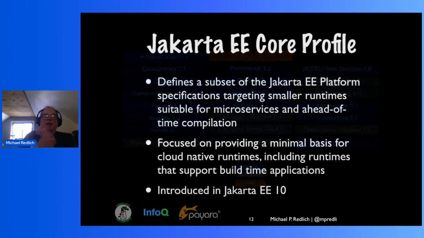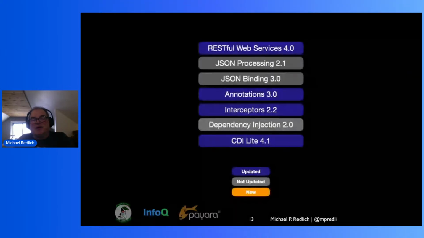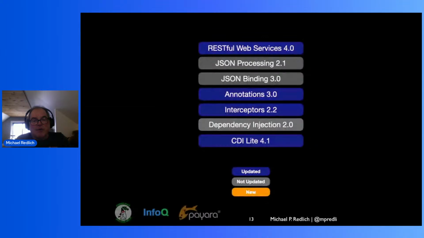All right, the core profile. This was first introduced in Jakarta EE 10, and this is basically designed for smaller runtimes, like your microservices. It's good for the cloud and all that. And there's only a set of, I think, 7 of these. So you can see where it makes sense that these are in the core profile for developing cloud applications.